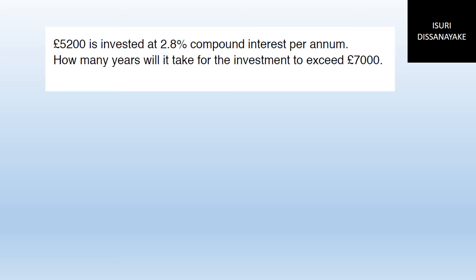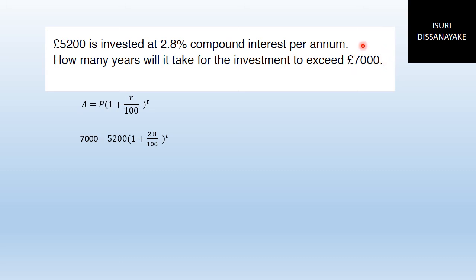£5,200 is invested at 2.8% compound interest per annum. How many years will it take for the investment to exceed 7,000? So since this is a compound interest question, the first thing is I will write the compound interest formula. Then I will substitute the values that are extracted from the sum. The principal amount P is 5,200. 2.8 is the interest rate, which is R. And it had been there for a number of years, which you don't know, that is what you're going to find.